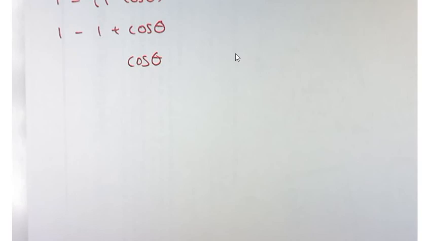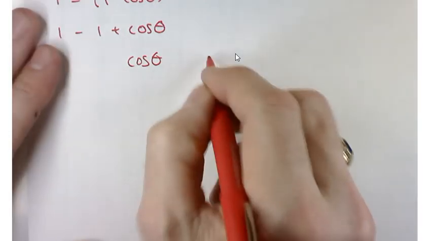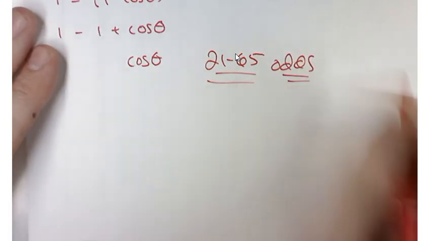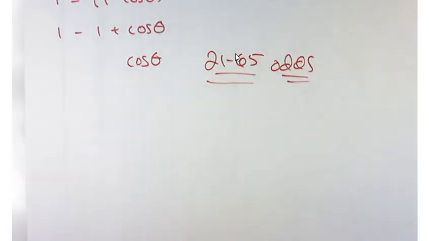Let's see. So for homework, try 21 through 65. Okay, good luck. Let's take a quick break.